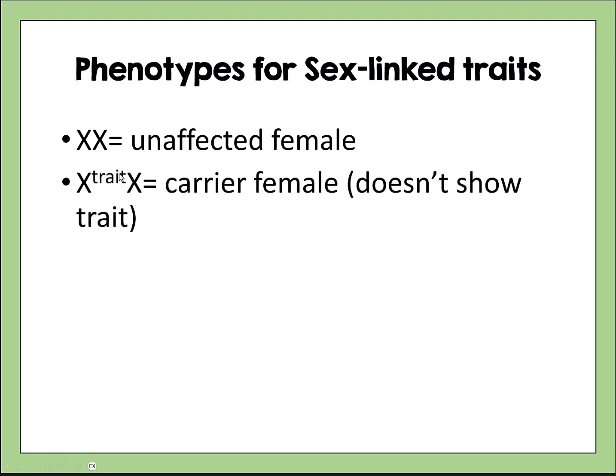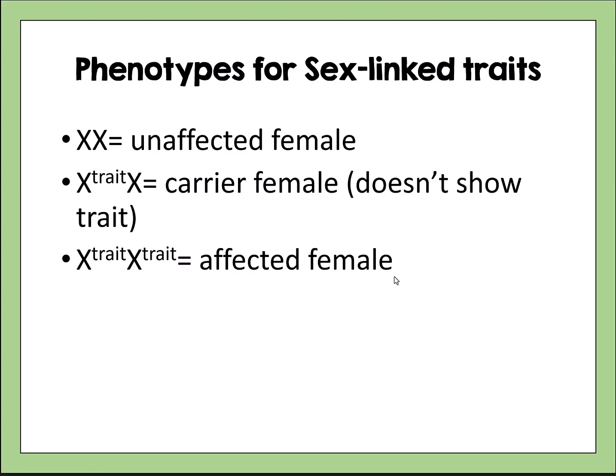If one of the X chromosomes in a female contains an allele for that trait, she will be called a carrier if the other one does not. So if it's only one X chromosome that's affected, she will be a carrier female. If she has two X chromosomes that are affected, she will show the trait. She will be affected by the trait or affected by the disease.